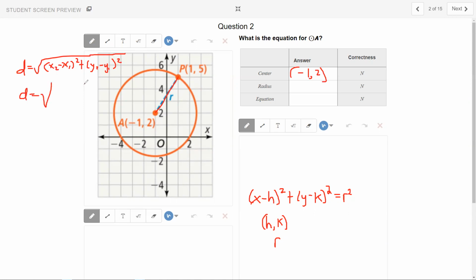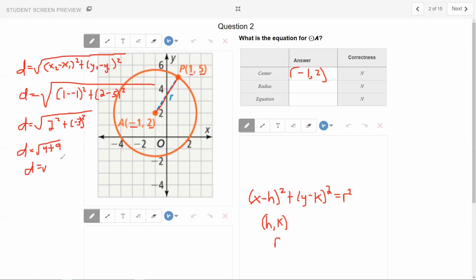So if we do that, we're going to have our two x values are negative 1 and 1. So 1 minus negative 1 squared plus, and then our two y values are 2 and 5. So 2 minus 5 squared. So that's going to give us 2 squared plus negative 3 squared, which is going to give us the square root of 4 plus 9, which is going to give us the square root of 13 for our radius.